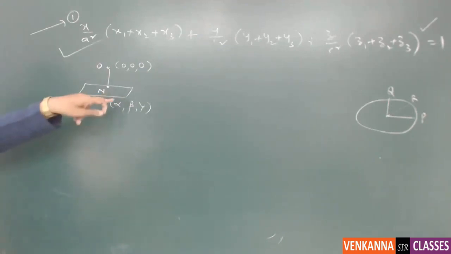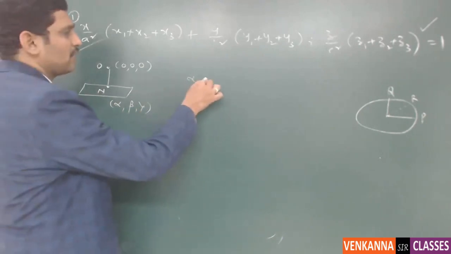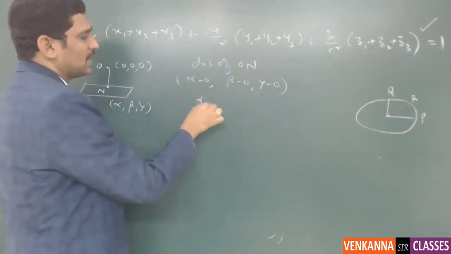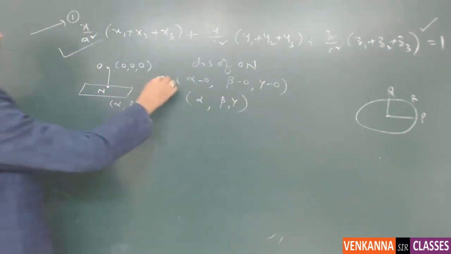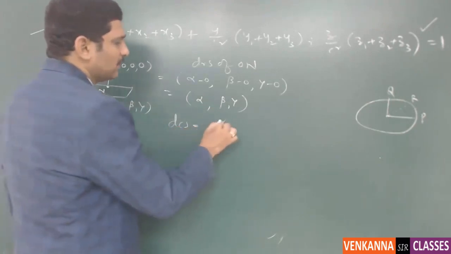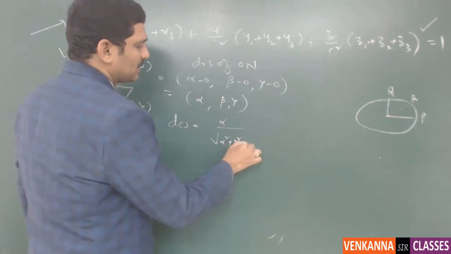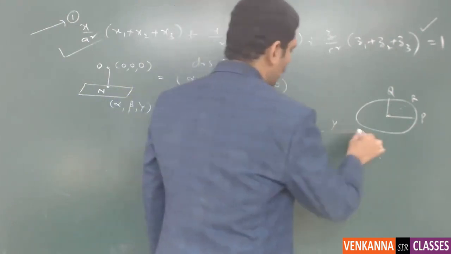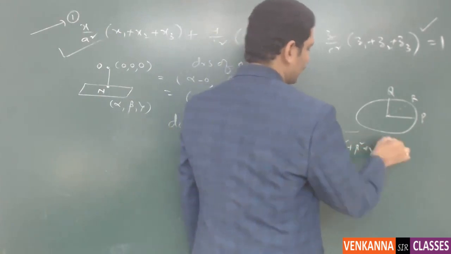Now, the DRs of ON is nothing but alpha minus 0, beta minus 0 and gamma minus 0. The DRs of ON, so nothing but alpha, beta, gamma. Accepted? Yes or no? Whenever 2 points are there, if you want to get the actual DCs, you divide the DRs with the length of the perpendicular ON, the distance between these 2 points. So DCs are nothing but alpha by square root of alpha square plus beta square plus gamma square, beta by square root of alpha square plus beta square plus gamma square, and gamma by square root of alpha square plus beta square plus gamma square. So these are the DCs.